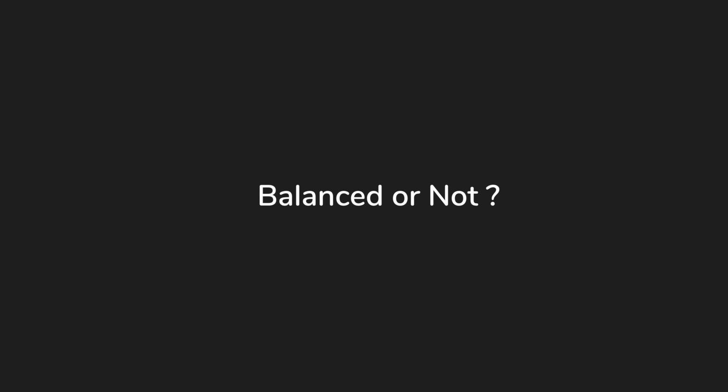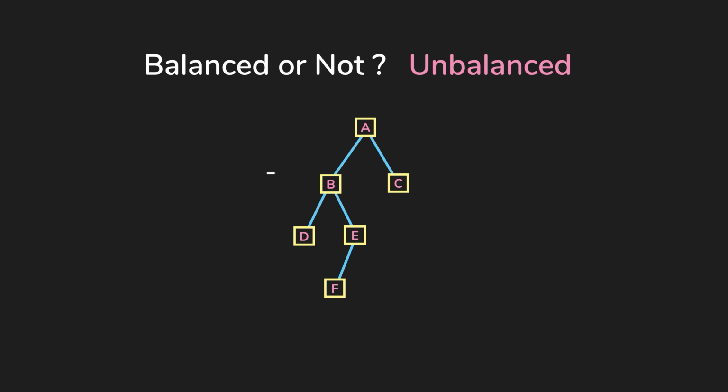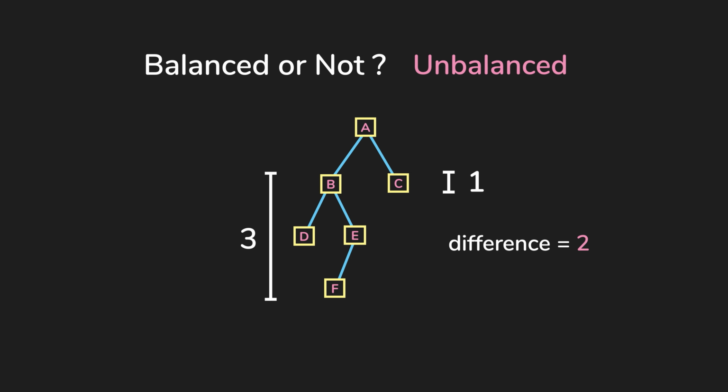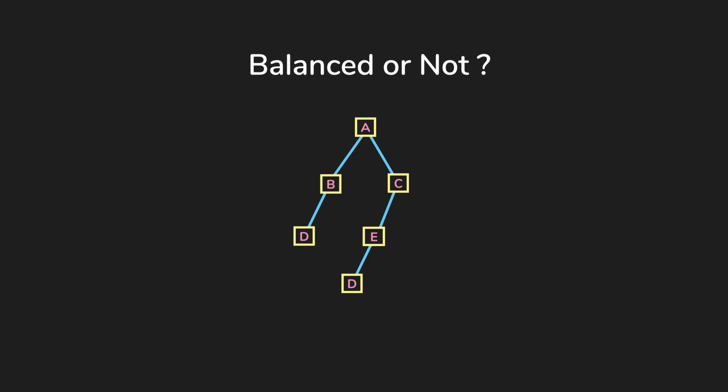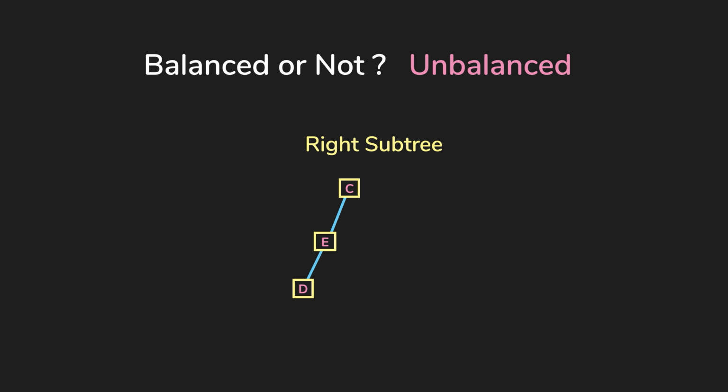Here are a few examples of trees, and let me know if you think they're balanced or not. Do you think this tree is balanced? Nope. As you can see, the height of the left subtree is 3, but the right is 1. What about this one? This tree is also not balanced. Even though the height difference is only 1 between the left and the right subtree, if you look at the right subtree, it's not balanced because its left subtree height is 2, while the right one is 0.